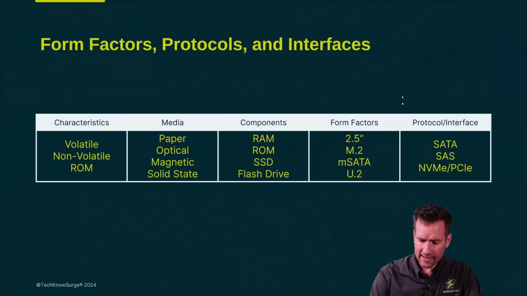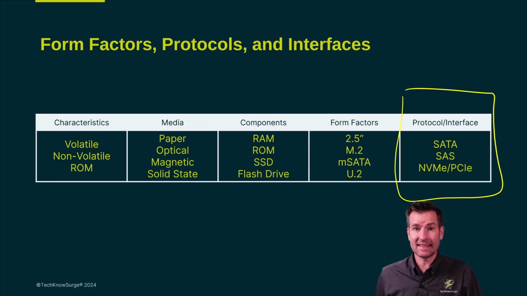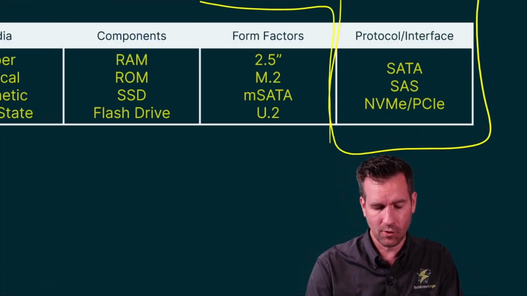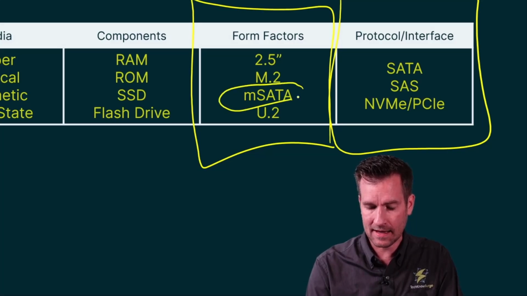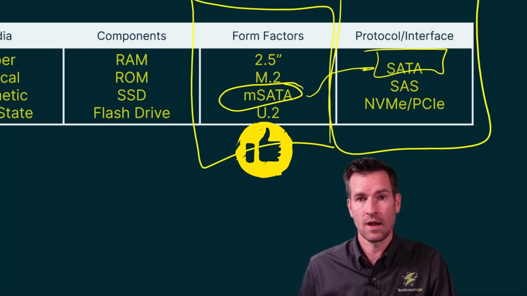Here again, there's a lot of different protocols and interfaces. A lot of times we see that they line up between the interface and protocol, but there is some variance that we see there. Another thing that often lines up is sometimes the form factors. For instance, we've got mSATA right here, which, as the name suggests, uses SATA as a protocol, and that's the interface into your motherboard.